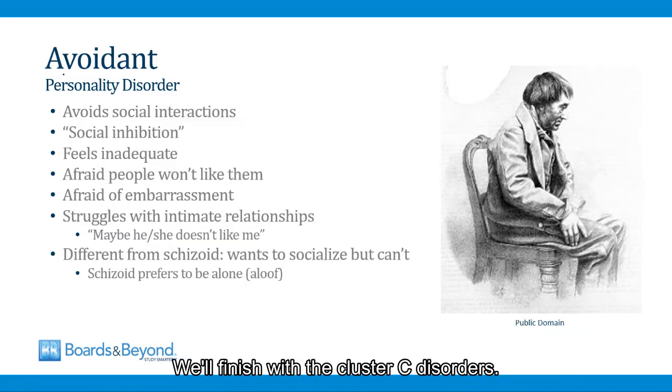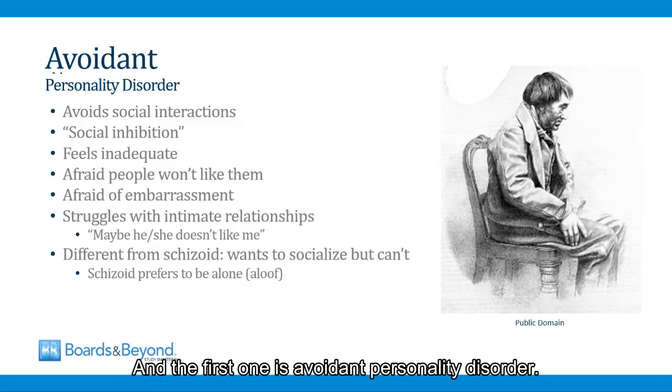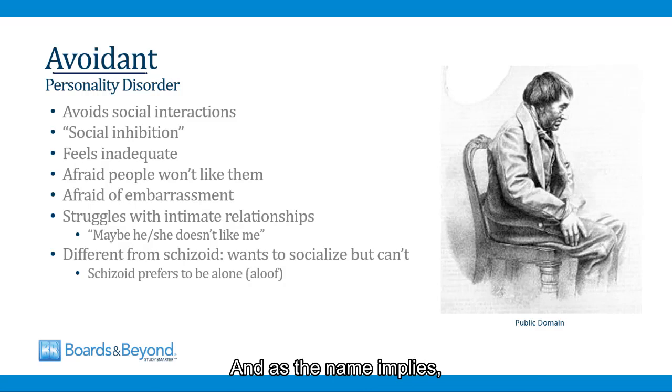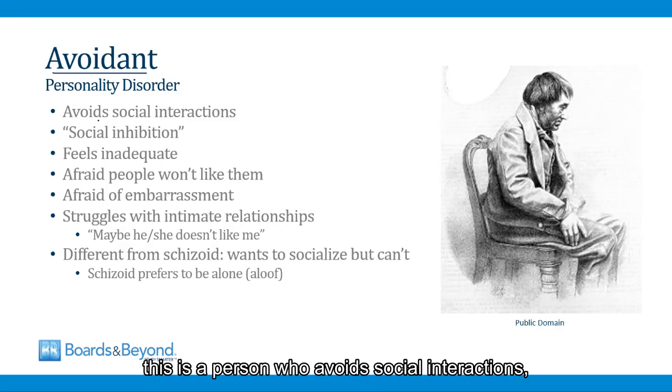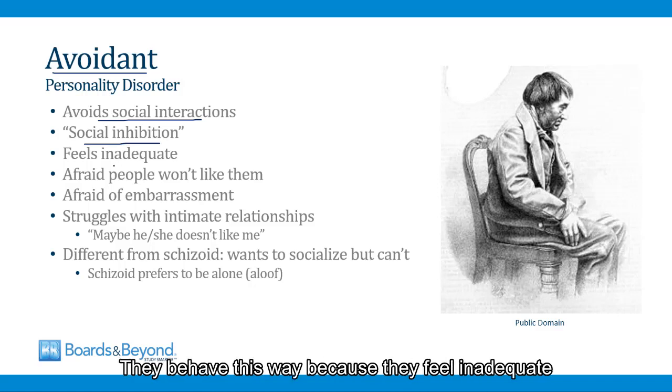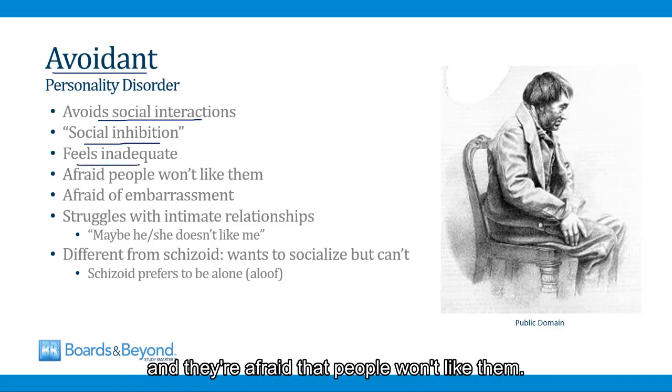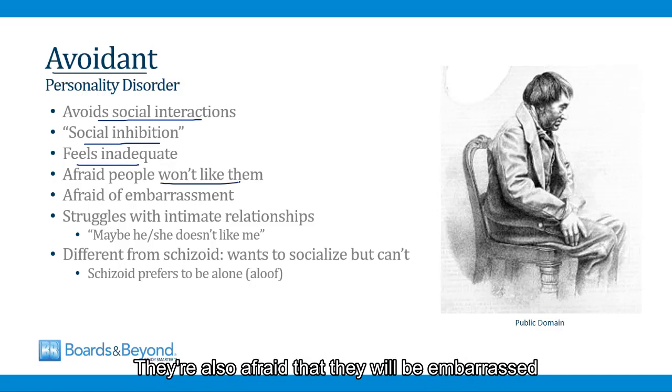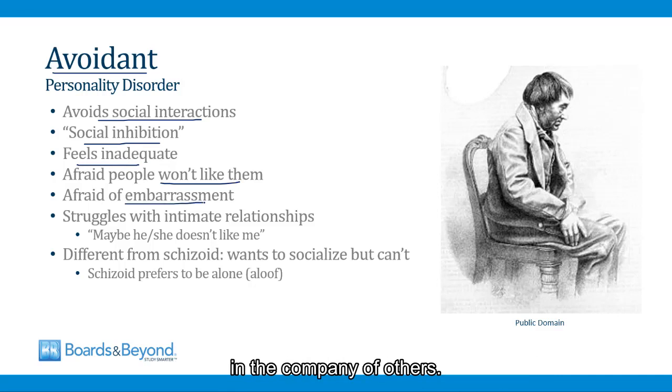We'll finish with the cluster C disorders, and the first one is avoidant personality disorder. And as the name implies, this is a person who avoids social interactions. They are said to be socially inhibited. They behave this way because they feel inadequate and they're afraid that people won't like them. They're also afraid that they will be embarrassed in the company of others.